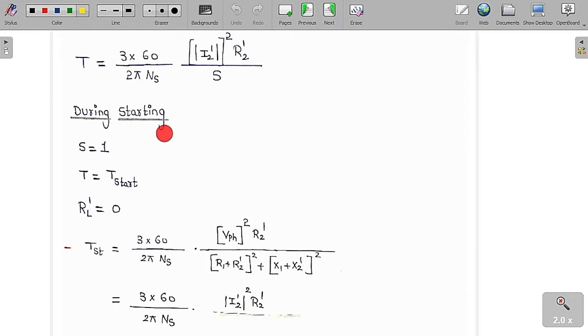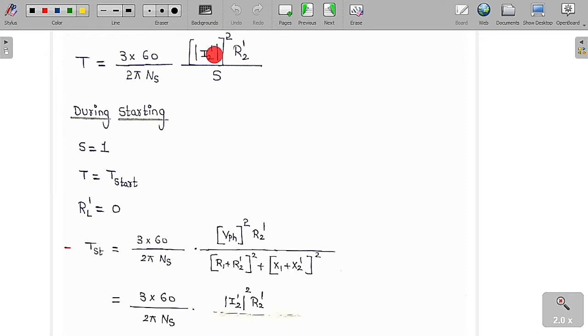During starting, what is going to happen? During starting, the rotor speed is equal to 0, so S is equal to 1. Whatever torque we get is called the starting torque. Then what is the value of RL dash? RL dash is equal to R2 dash into (1 by S minus 1). As S is equal to 1, the overall value is equal to 0. So if you keep that in the starting expression, 3 into 60 by 2 pi Ns into, as S is equal to 1 here.